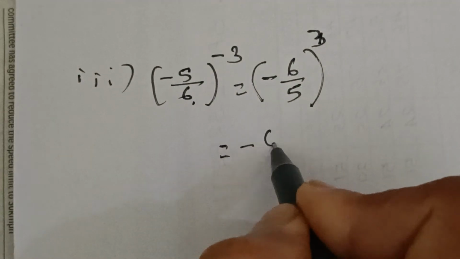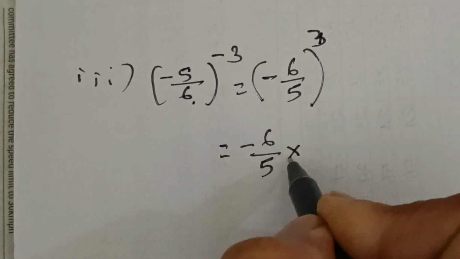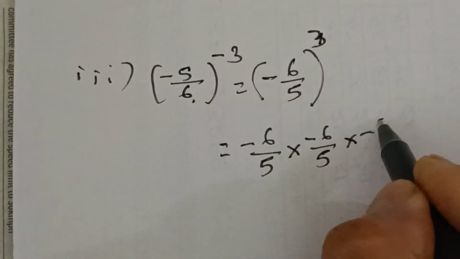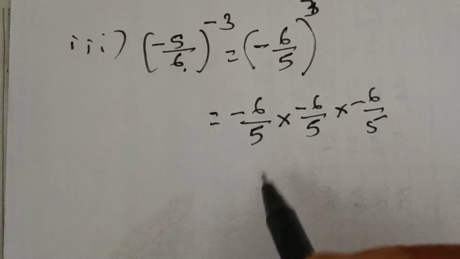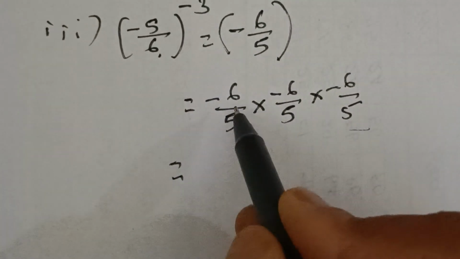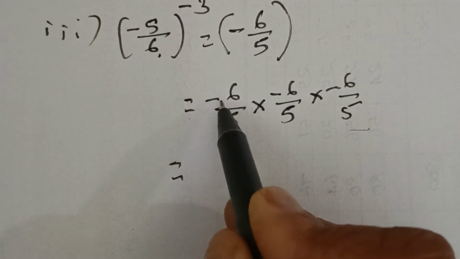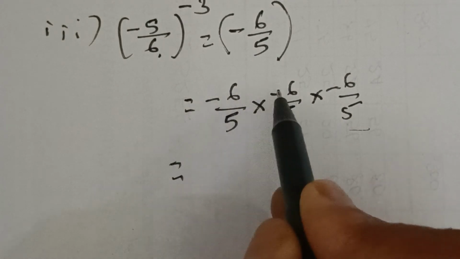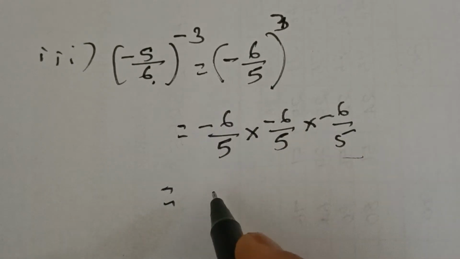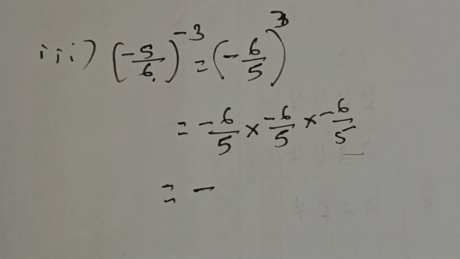What is next? Multiply minus 6 by 5 how many times? The power is 3, so you have to multiply 3 times: minus 6 by 5 into minus 6 by 5 into minus 6 by 5. So multiply signs first. You just count how many signs are there. 1, 2, 3. Odd number. If there are an odd number of negative signs, the answer is minus. If there are 4 minus signs, the answer is plus. If there are 5 minus signs, minus. 6 minus signs, plus.